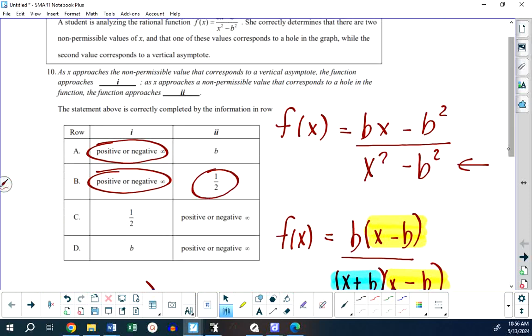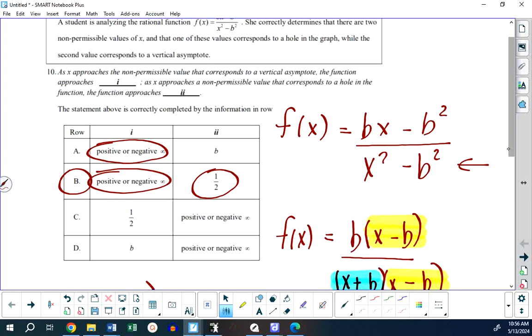And this is for students, I understand this is a weird question, because without doing the work, you look at it and you say, well, why would it be 1/2? Where does the 1/2 come from? And the answer is, well, you have to reduce the thing down and put in the non-permissible value of the hole. By the way, so are you okay with that explanation?